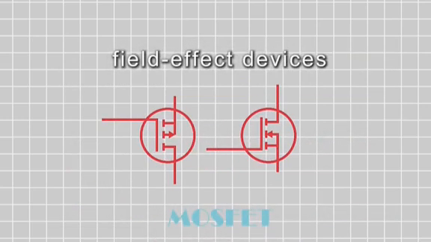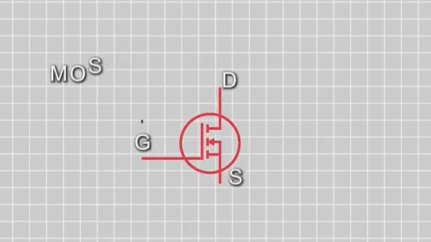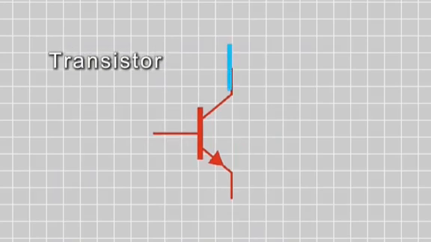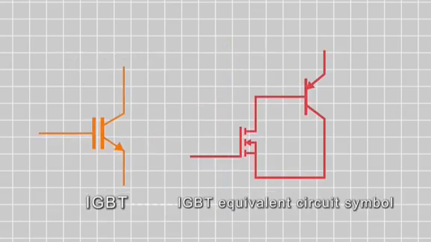MOSFETs are field effect devices, and when they turn on, the gate and source are nearly equivalent to an open circuit, so the current is minimal, making the driving current of MOSFETs low. On the other hand, when a transistor is in saturation, the resistance between the collector and emitter is very low, making the conduction resistance of transistors low. So, as you can see from its equivalent circuit symbol, IGBT combines both characteristics.